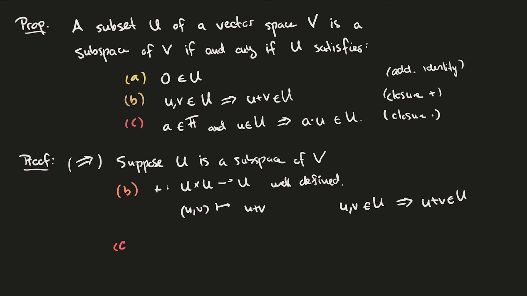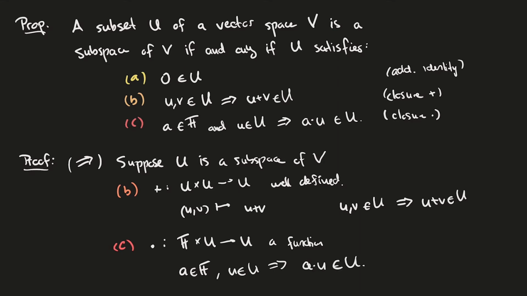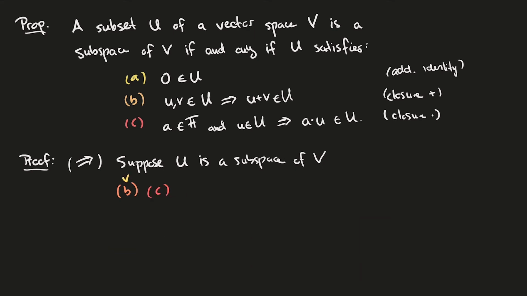Virtually the same argument applies to C for the scalar multiplication. We know that the operation of the scalar multiplication on U is a well-defined function. And this implies that if we have an element a in F and an element u in U, then a times u has to be an element of U. So we verified that B and C hold. Now let's turn to property A.